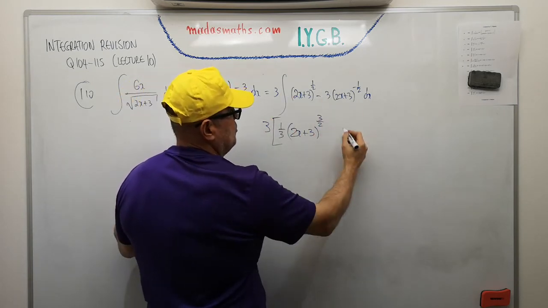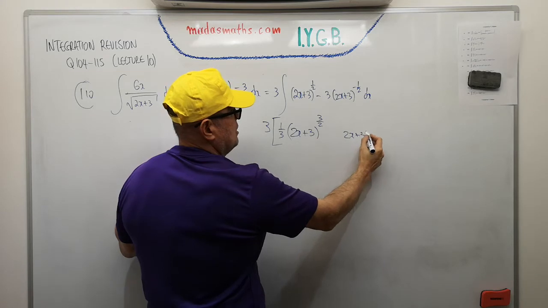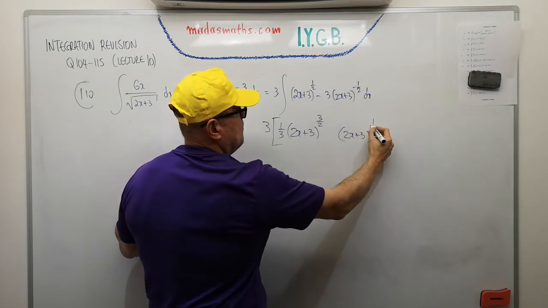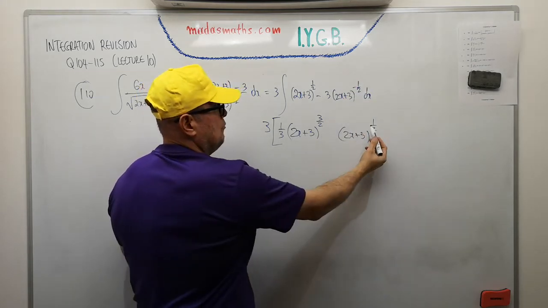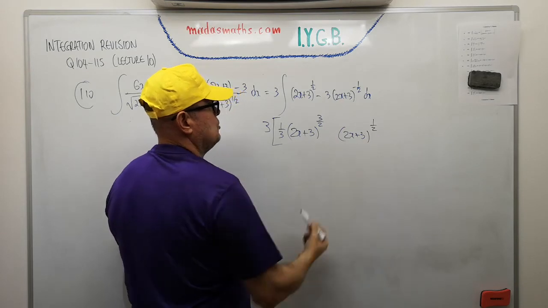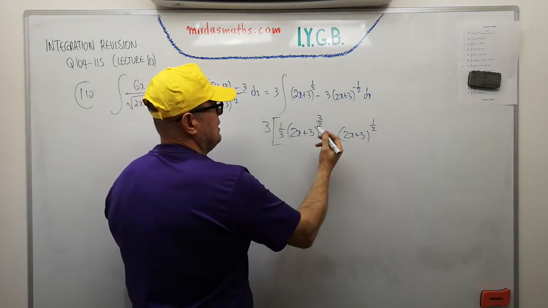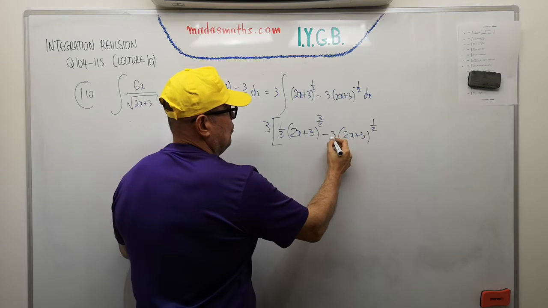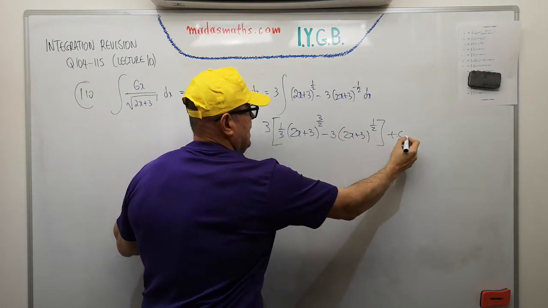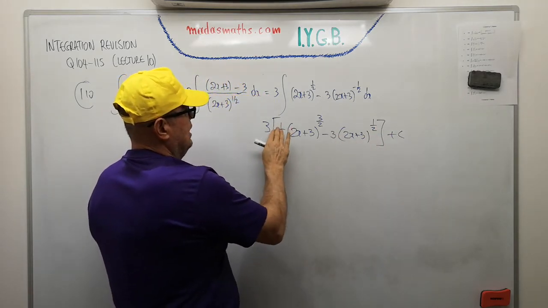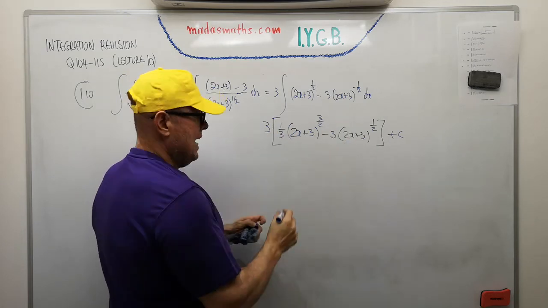And now we come into this one. 2x plus 3 to the power of positive half. Now we're increasing by 1. Differentiate to adjust. Half times 2 is 1. 3 divided by 1 is, of course, the same. Plus c. And if you multiply, this will give you 1. And this will give you minus 9 as we had before.